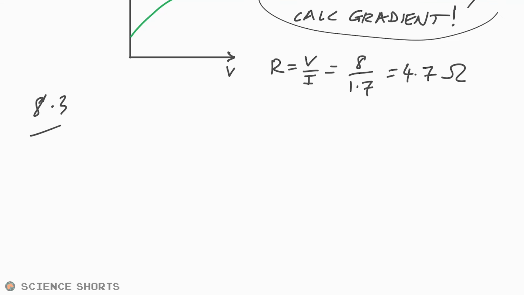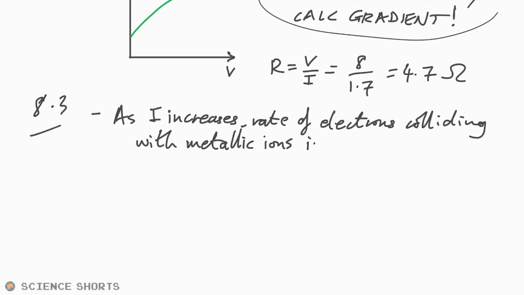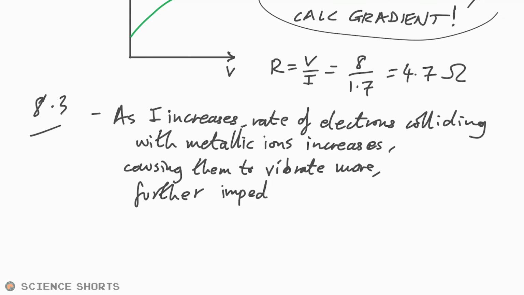8.3, why the resistance of the filament lamp changes? Nice and easy question. This is a year 9 question. So as current increases, the rate of electrons colliding with metallic ions increases, causing them to vibrate more, further impeding the flow of electrons. And I guess we could also say in here that temperature increases.